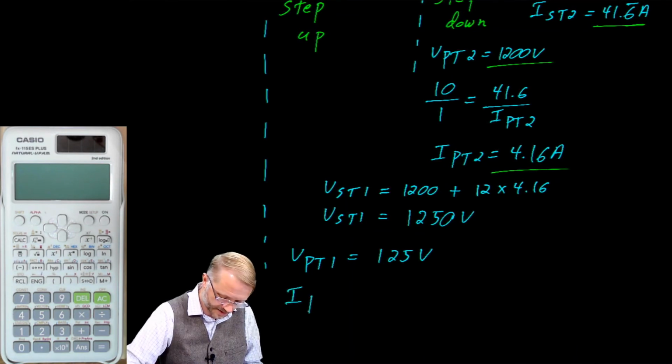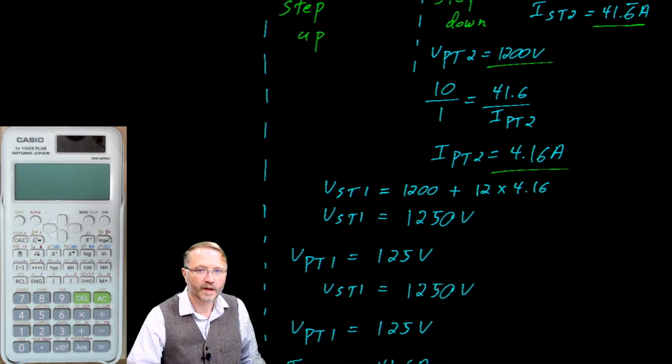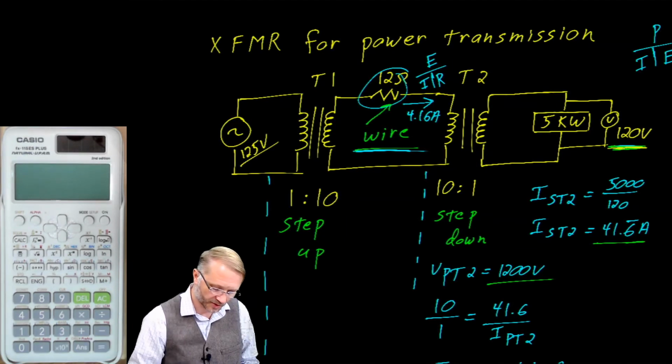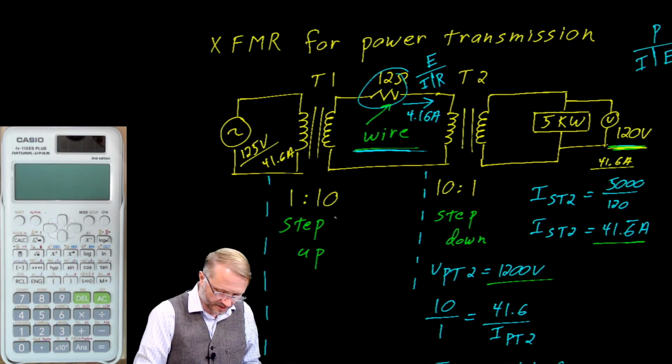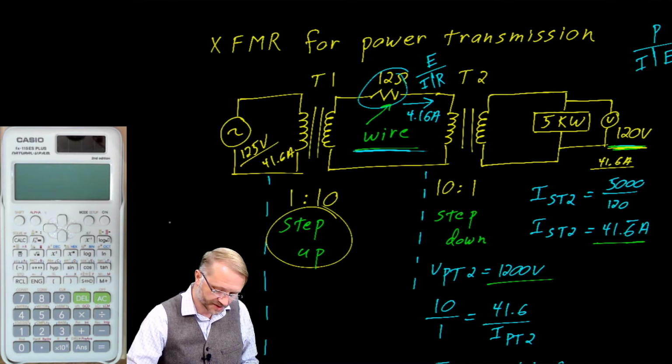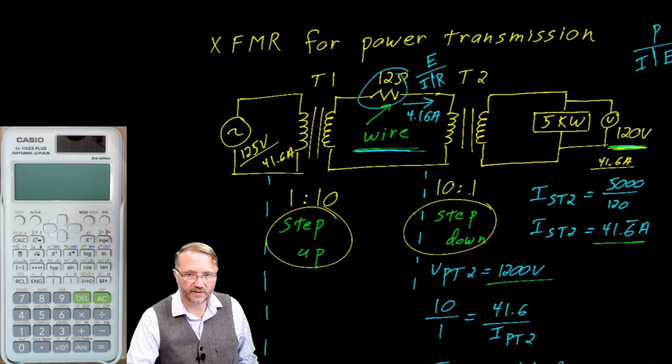And our current is 41.6 amps. So if we look at this start to finish, we talk about 125 volts here. We end up with 120 volts on this side, and we started out with 41.6 amps, and we ended up with 41.6 amps over here as well. We used a step-up transformer here to boost the voltage up to about 1200 volts and run it across the wire, and then we used a step-down transformer very close to the load to bring that voltage back down.